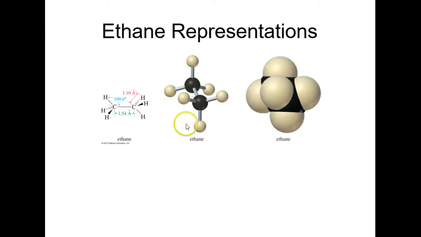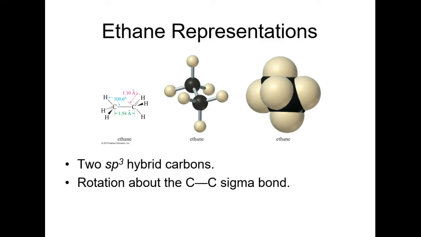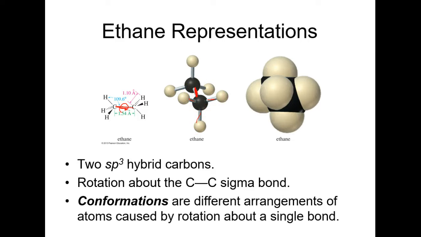We're going to talk about the shape of ethane and the conformation of it. So ethane has 2 sp3 carbons. There is rotation around the sigma bond. This bond right here, you've got rotation around that. You also have rotation around the carbon-hydrogen bonds, obviously, but you can't tell because you just have a hydrogen spinning. But this whole thing can spin around, kind of like a fan. Conformations are different arrangements of atoms caused by rotation about a single bond. So we're going to look at different conformations of ethane and larger alkanes.